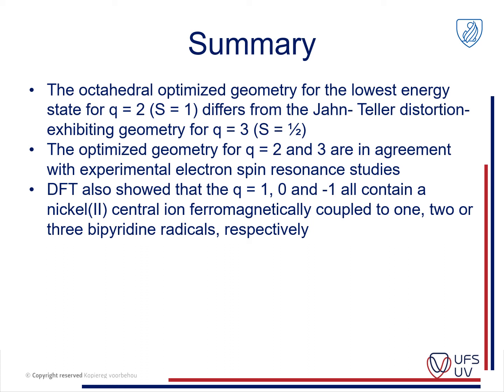DFT also showed that the reduced molecules with Q equal to 1, 0, and -1 all contain a nickel 2+ central ion ferromagnetically coupled to 1, 2, or 3 bipyridine radicals respectively.